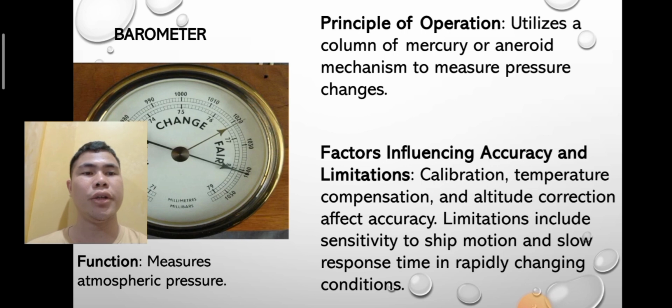Factors influencing accuracy and limitations: calibration, temperature compensation, and altitude correction affect accuracy. Limitations include sensitivity to ship motion and slow response time in rapidly changing conditions.